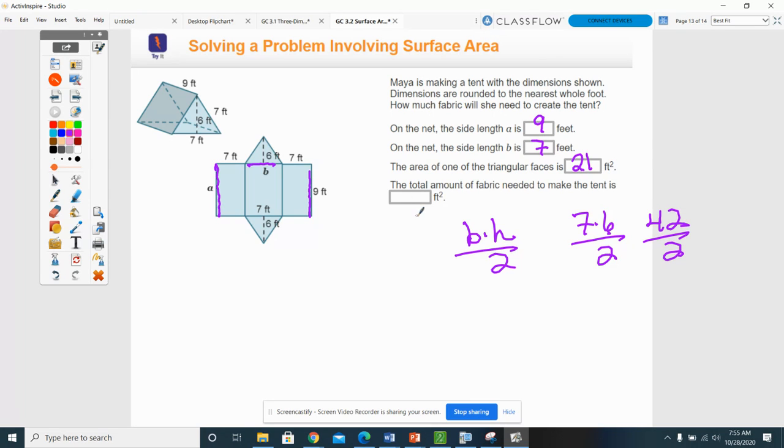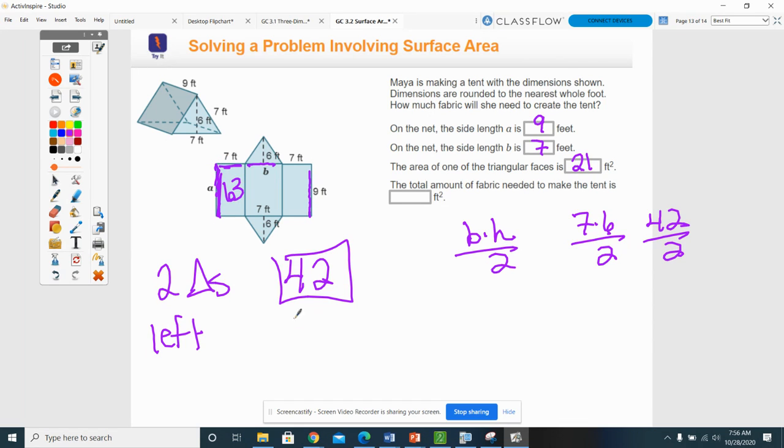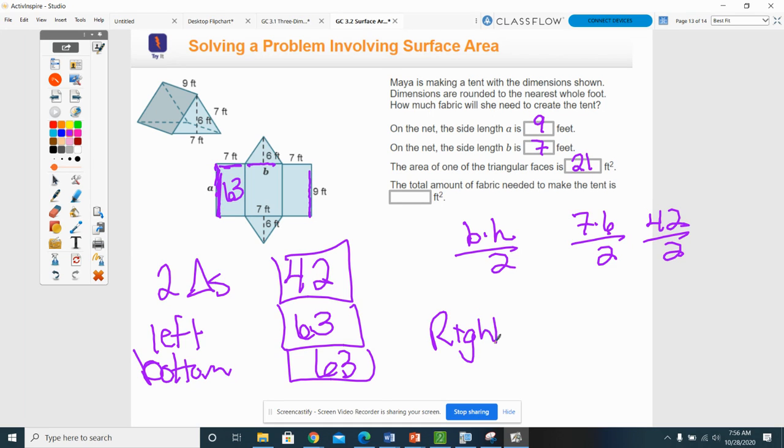And what's the total area? Well, we have 2 triangles, 21 and 21. That's 42. Then you have the left, and the left is a 7 by 9. 7 by 9 is 63. Then you have the bottom, which is 7 by 9 again, which is another 63. And then you have the right, which is a 7 by 9, which is 63 again. And those don't usually have to match, so that is a coincidence.